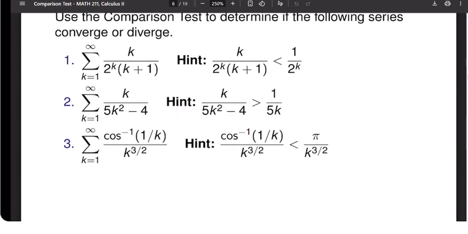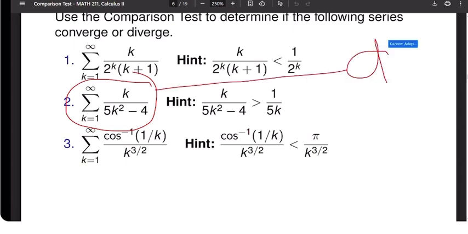Now, this is what they gave you. They want you to investigate that using comparison tests. Okay? And how am I going to know? It means your sequence ak is k over 5k squared minus 4. What do you need right now? You need a bk, right? Now, if you want to get a bk, this is what you're going to do.